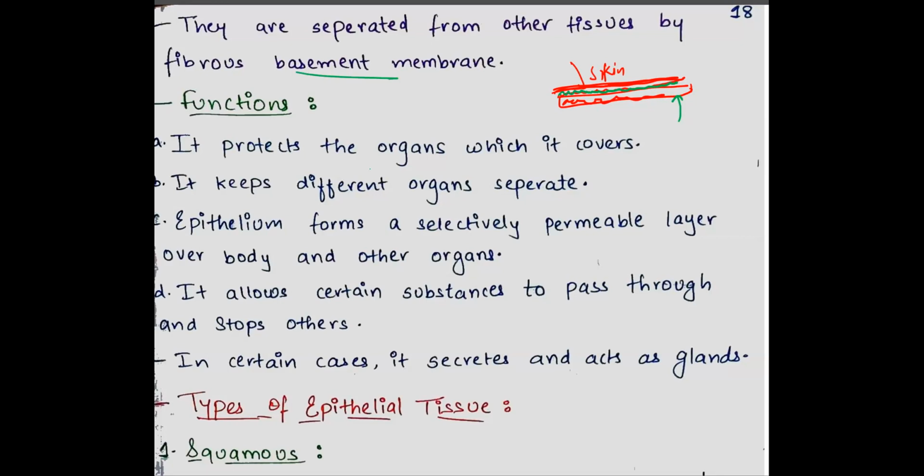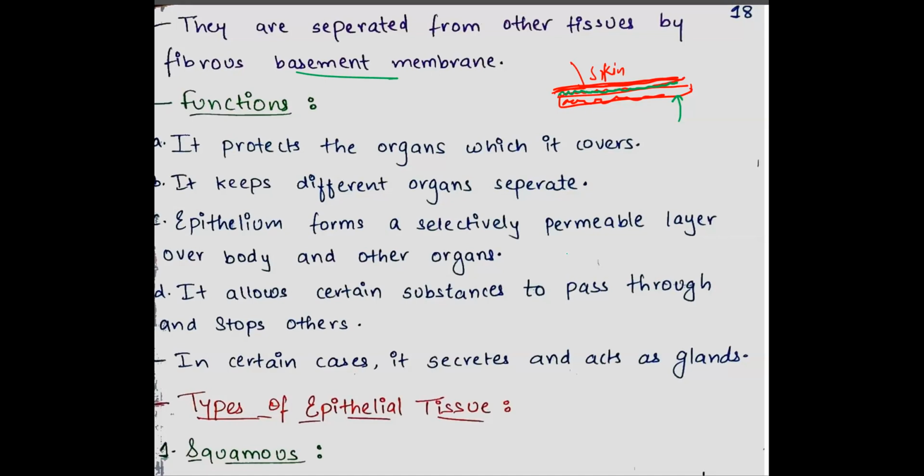And the function: it protects the organ which it covers, and it keeps different organs separate. Epithelial tissue forms a selectively permeable membrane to the body. It is a membrane that protects the organs and does not allow just anything to enter. Like the skin, it allows sweat to come out, but does not allow anything to enter our muscle tissue.